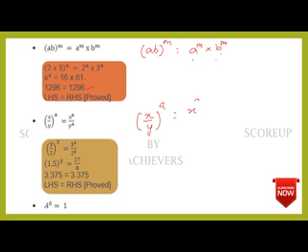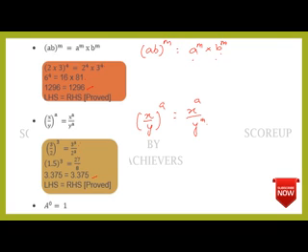x by y, power a, we can write it like this: x power a by y power a. In the same way, 3 by 2 power 3. 3 by 2 is 1.5. Left hand side is equal to right hand side, we are proving here. So 3 power 3 is 27, 2 power 3 is 8. So the answer is 3.375.